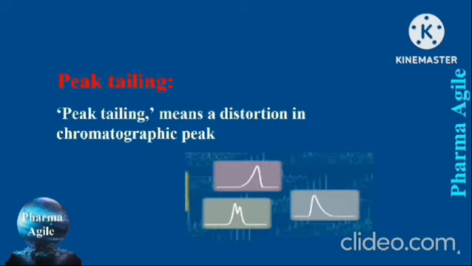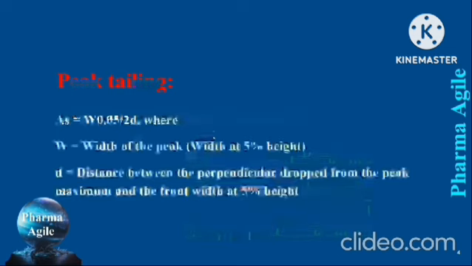Next one, peak tailing. Peak tailing means a distortion in the chromatographic peak. That means there is some abnormality like twisting, bending, deformation, out of its original form, and then it develops peak tailing. Peak tailing can lead to several adverse outcomes including decreased resolution between peaks and inaccurate quantification, leading to potentially erroneous conclusions.